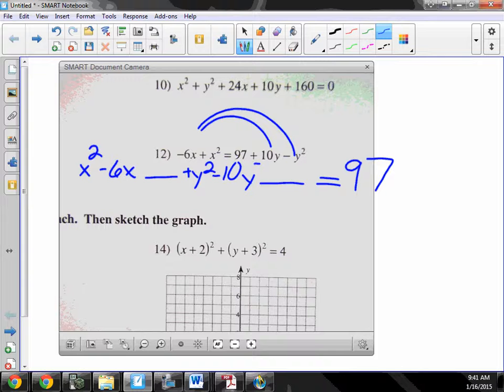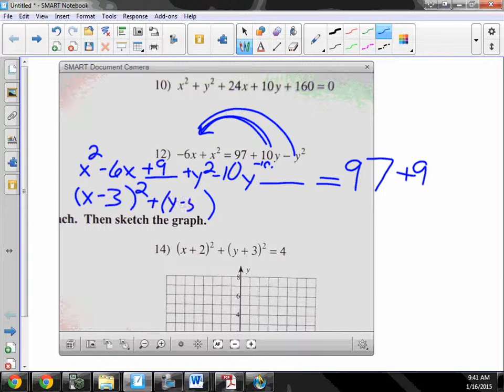Because I had to subtract 10y to get it over here. So what is the factor for the x's? Minus 3. So the constant, the perfect square, is plus 9. So I'm going to add 9 over here also. And then for the y's, what is my factor? Y minus 5 squared. And 5 times 5 is 25.